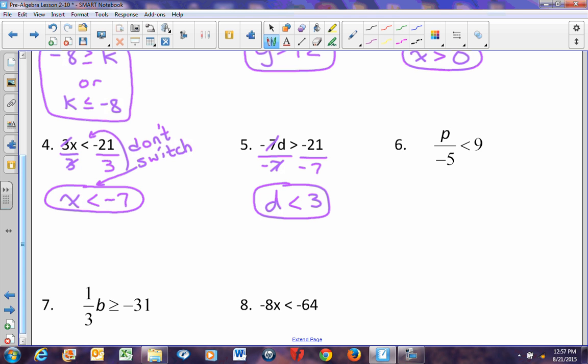Okay, so number 6 here. P divided by negative 5 is less than 9. Opposite of dividing by negative 5 is multiplying by negative 5. So we'll multiply both sides of the inequality by negative 5. These two will cancel out, giving P. I multiplied by a negative number, so my inequality sign will switch. And 9 times negative 5 is negative 45. And P is greater than negative 45.